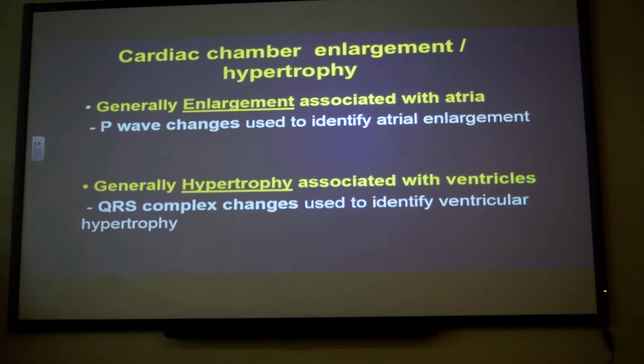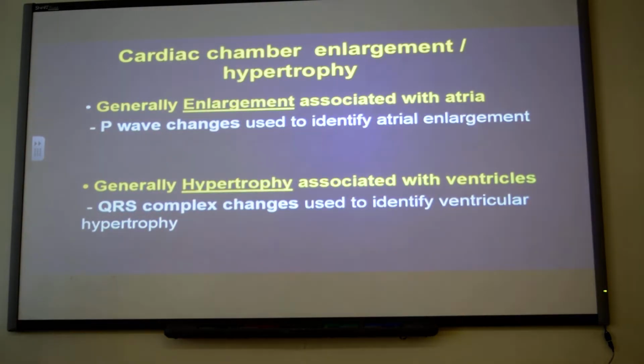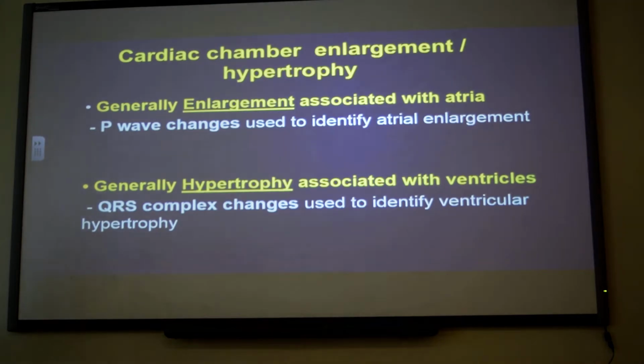So if I have atrial enlargement, which segment of the ECG should I look at? The P wave, because the P wave is atrial depolarization. And which leads should I look at usually for the P wave? The best two leads? Lead 2 and V1, and I'll show you in a minute why. For hypertrophy, which part should I look at? The QRS complex.